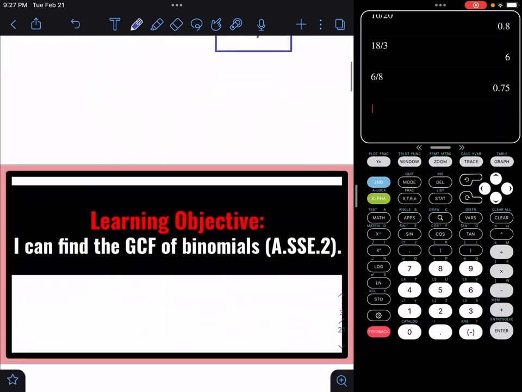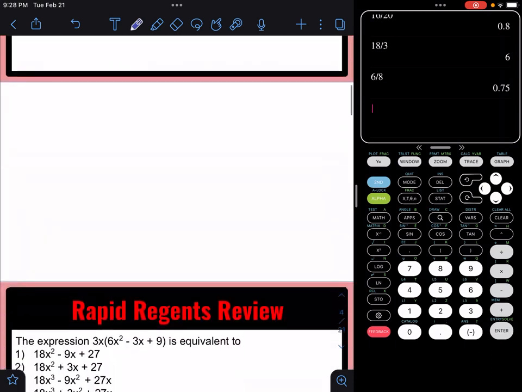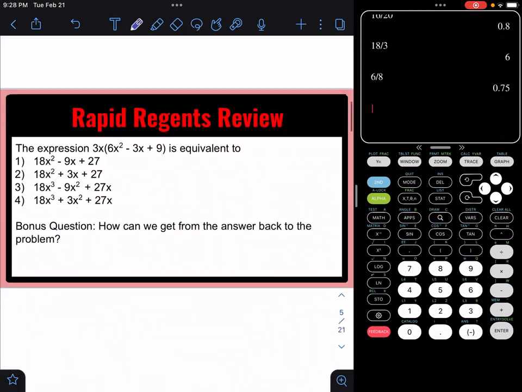Alrighty. So today we now know how to find the GCF of terms, and now we're going to learn how to factor them out. So let's look at this rapid Regents review. Okay, this is distributive property. We're distributing this 3x. What is 3x times 6x squared? 3 times 6 is 18.